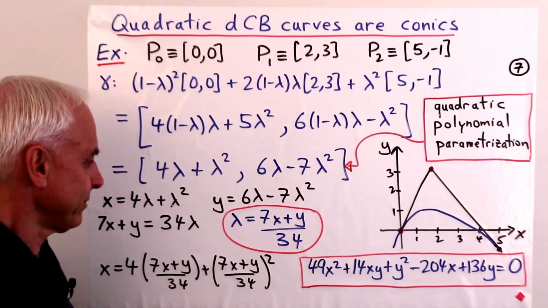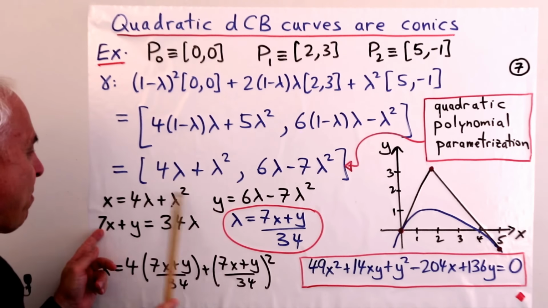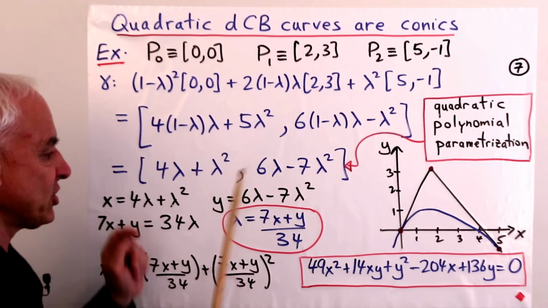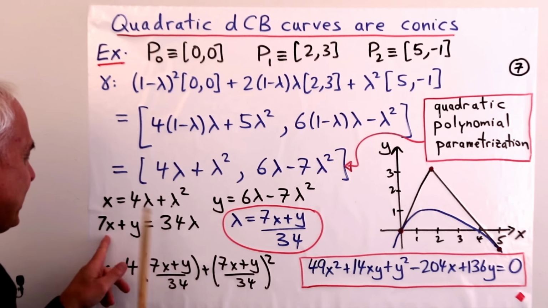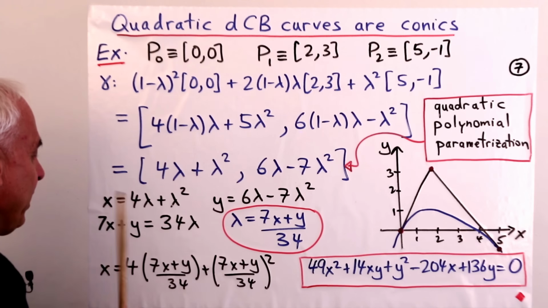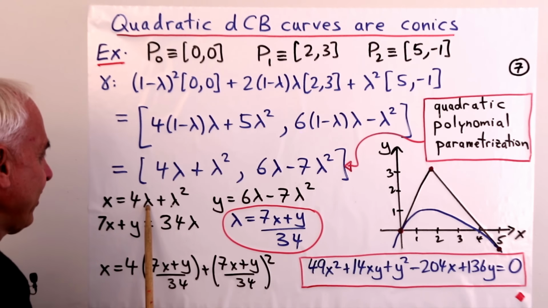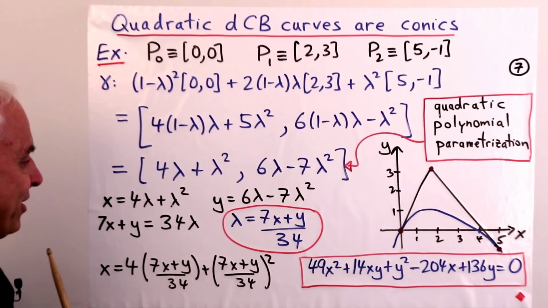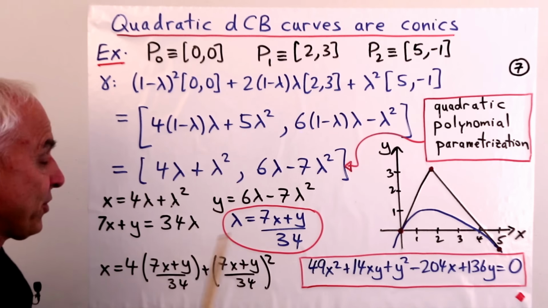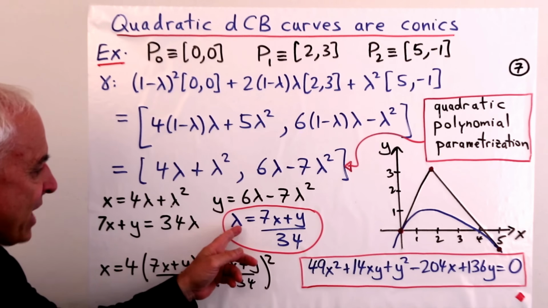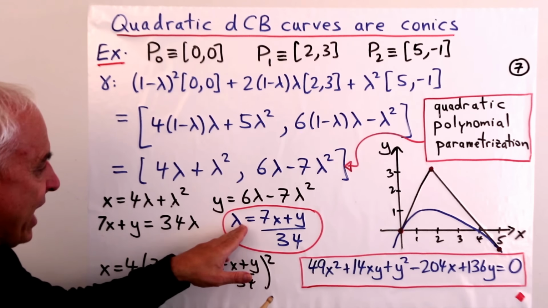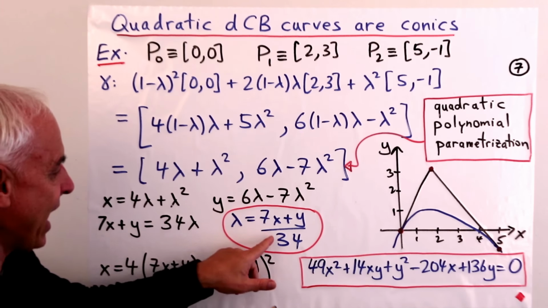So how do we do it? We could take the expression 7x plus y. If we do that, then the lambda squared terms will cancel. So 7x plus y will be 7 times this plus this, which is 34 lambda. And then we can take this and solve for lambda. Lambda is then 7x plus y over 34. That's great. Now we can take this expression for lambda and substitute back either into this equation or into that equation, and we'll get something that doesn't involve lambdas, only involves x's and y's.